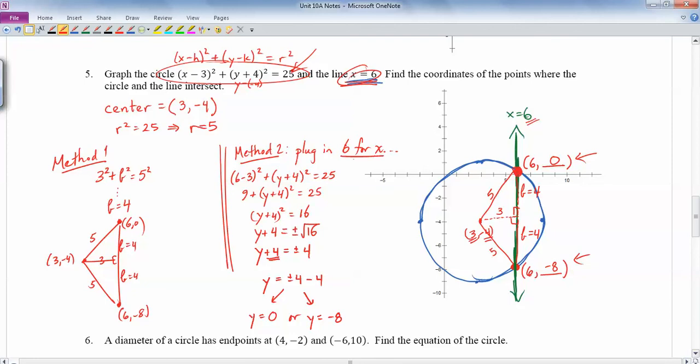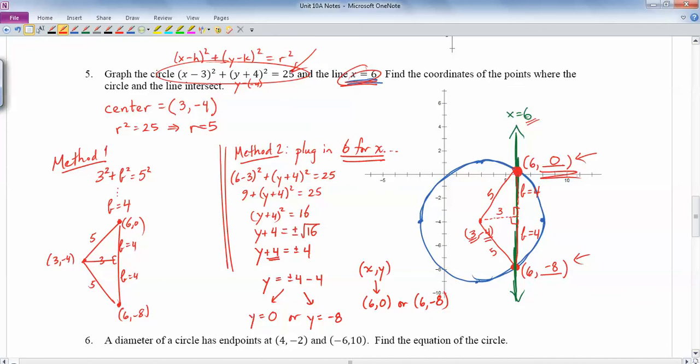Remember, that happens when 6 is x. So when x is 6, you get 6 for x and 0 for y, or you get 6 for x and negative 8 for y, which are the same two answers we got over here, right?